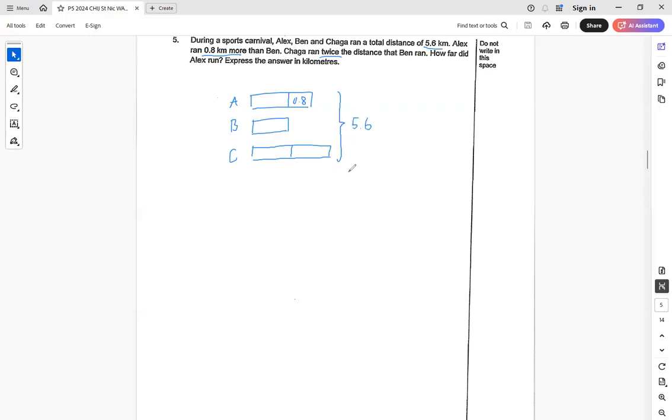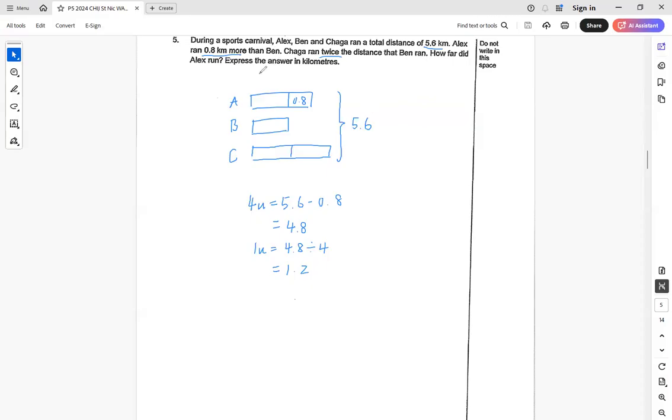All right. So looking at this model, the extra is this 0.8, whereas the rest are all equal units. So what I do, I will take 4 units, which is 1, 2, 3, 4. You take the total, you minus the extra 0.8. Okay, that will give us 4.8. And always find 1 unit. So you take 4.8, you divide by 4. Equals to 1.2.